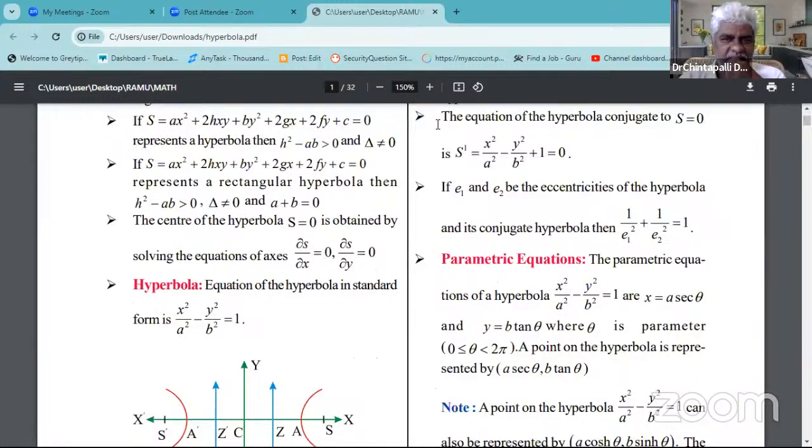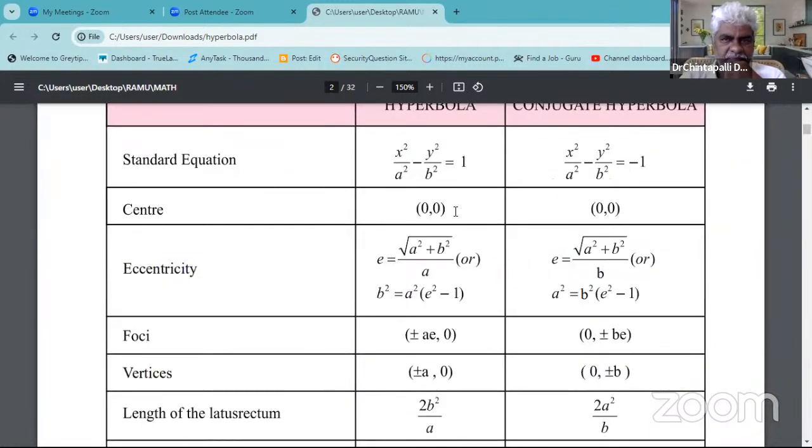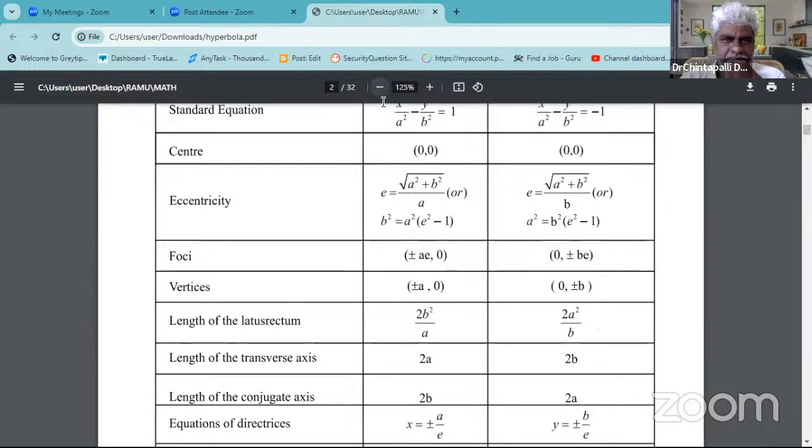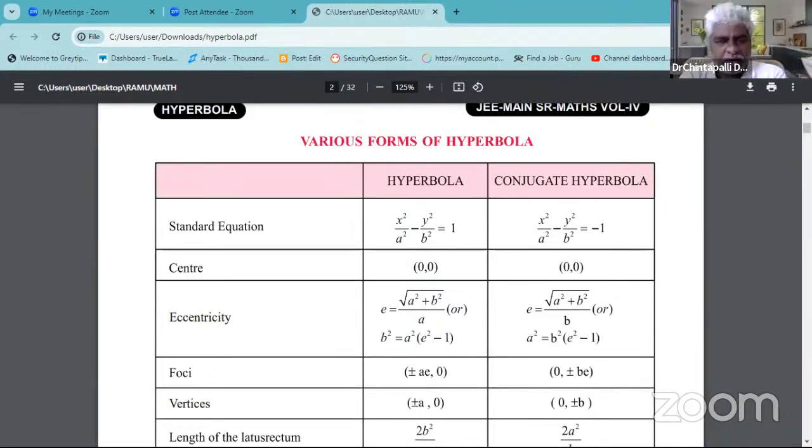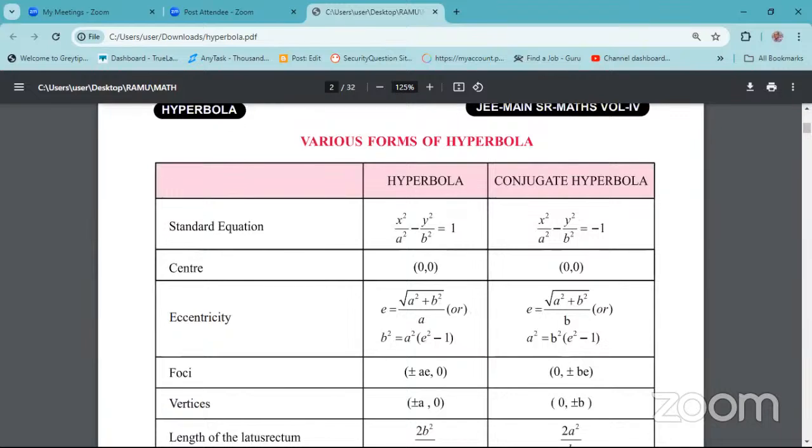Let's have a look at the table. Table is very, very important. Here, the two types of hyperbola are compared. We need to compare these values with the ellipse values. Focus on the first column, that means hyperbola, the middle column. Focus on the middle column only. What is the standard equation? X square by a square minus y square by b square equals 1.